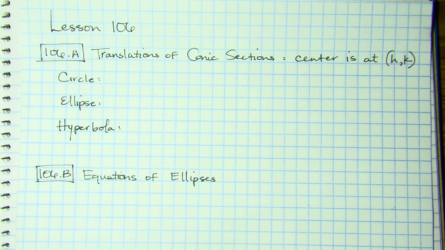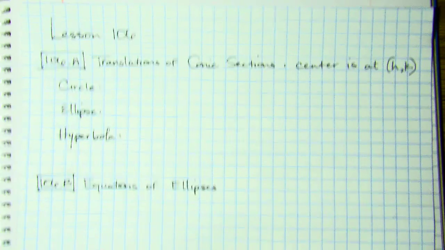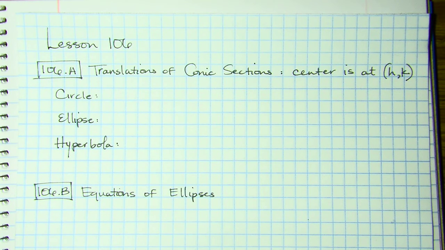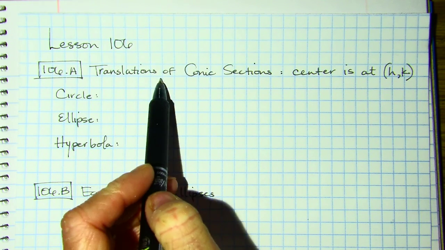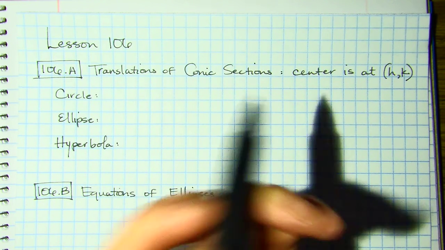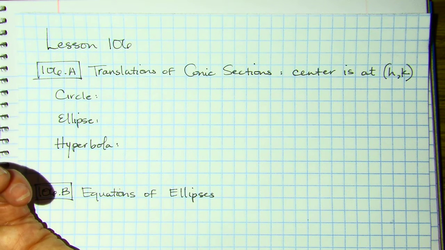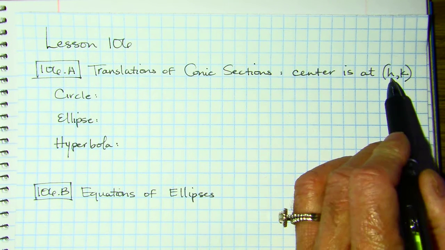Trig, we are going to cover lesson 106, which is an easy section. It's all graphing, and it's just in addition to what we already know about these three conics. So 106.A covers the translations of conic sections, and that just means the center is no longer at 0, 0, and it's at h, k.